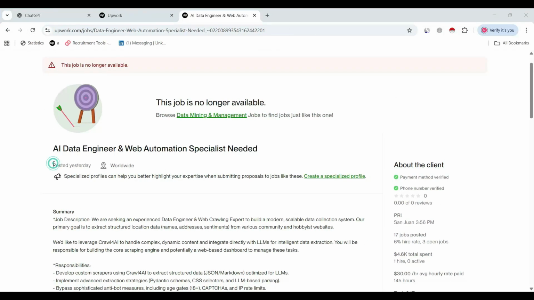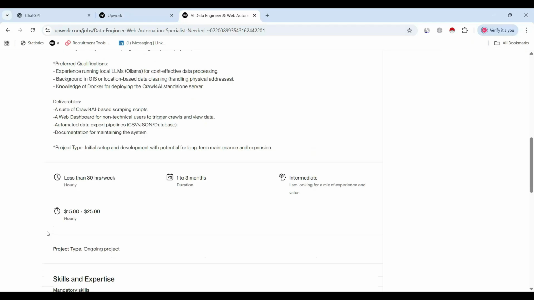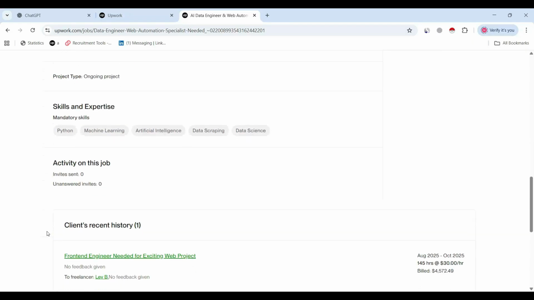After 24 hours, I again checked the same job and realized that the client had removed it. This shows that my decision was right and we didn't waste any connects or time on a job that wouldn't move forward.